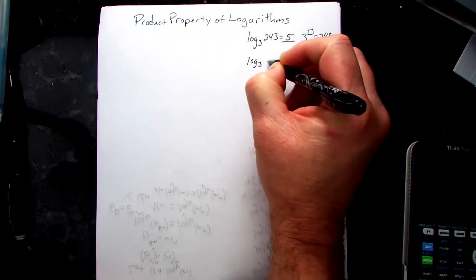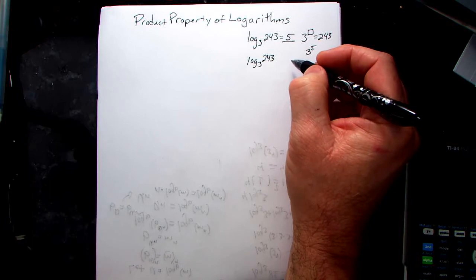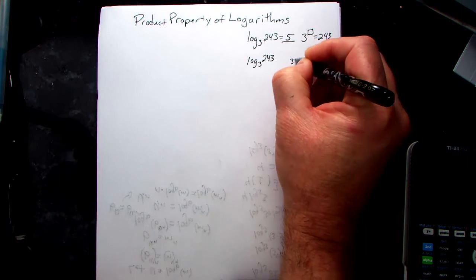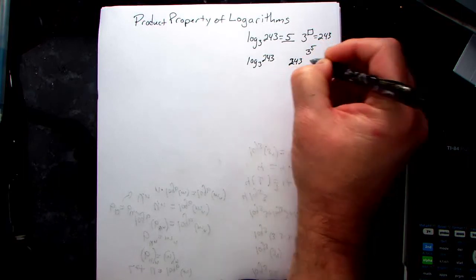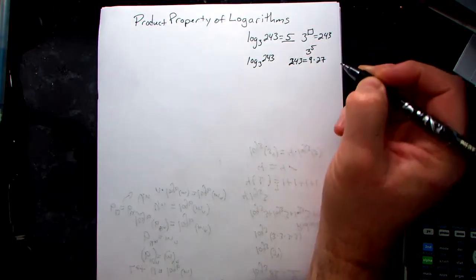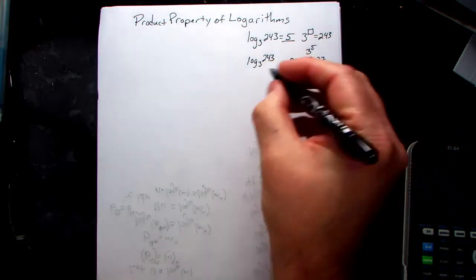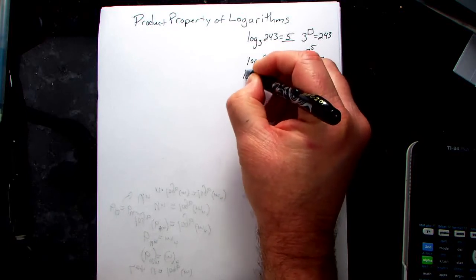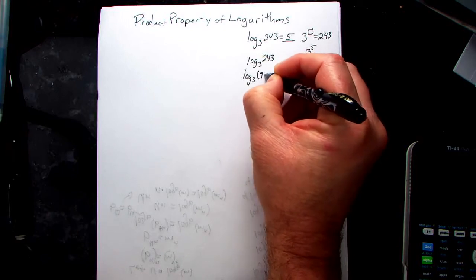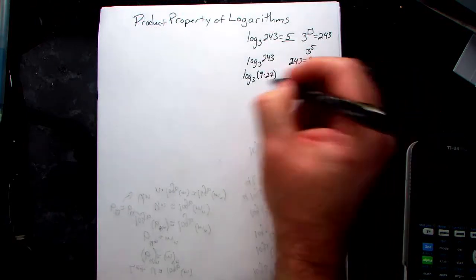Starting off again with log base 3 of 243. Now, 243 can be broken up in a bunch of different ways. The way I'm going to choose to break up 243 is to say that 243 equals 9 times 27. I'm using those because those are pretty common multiples of 3 that we are more comfortable with. So if that's the case, then log base 3 of 243 can be written as log base 3 of 9 times 27.